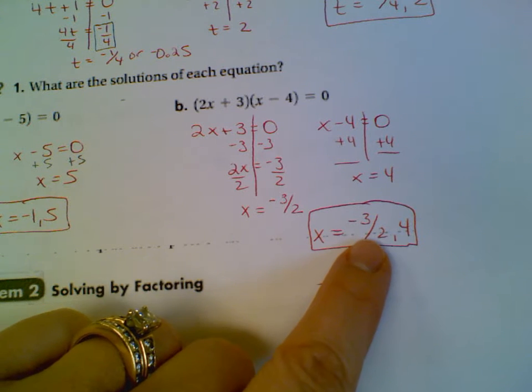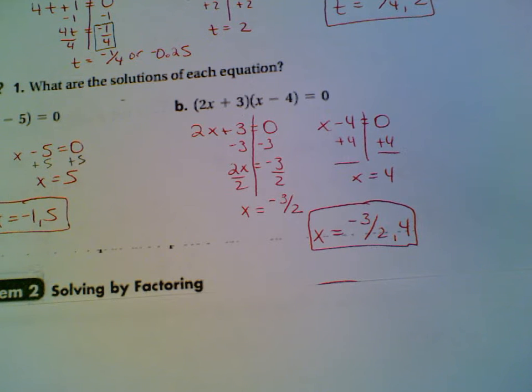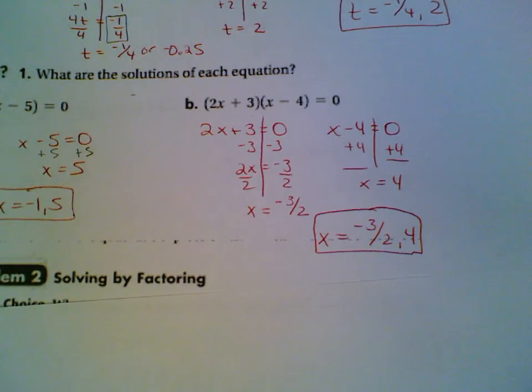Again, I'm okay with you changing this to a decimal as long as you don't round it. So if you got negative 1.5, that would be fine. But again, you'll want to check your IXL to make sure that they would like those as decimals.